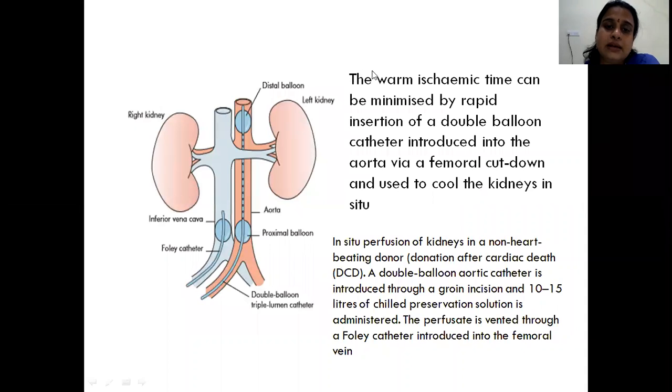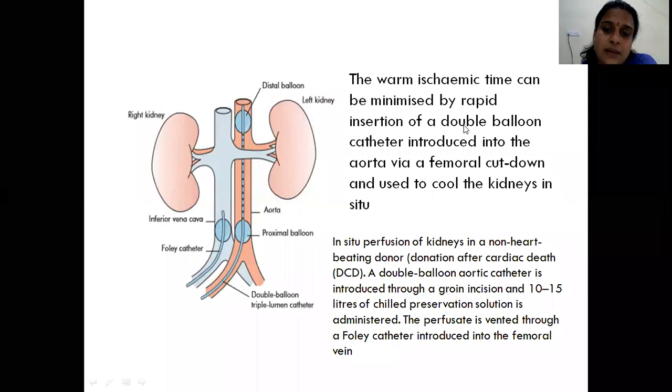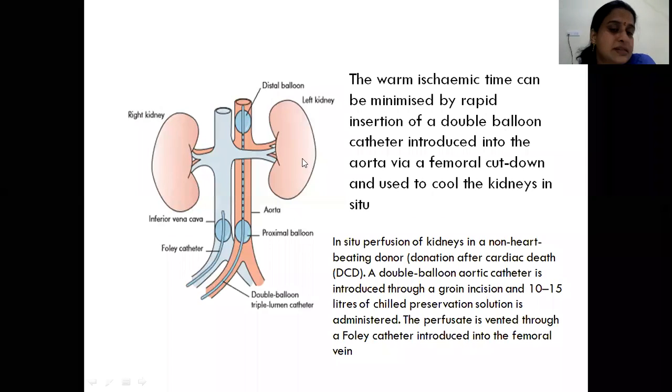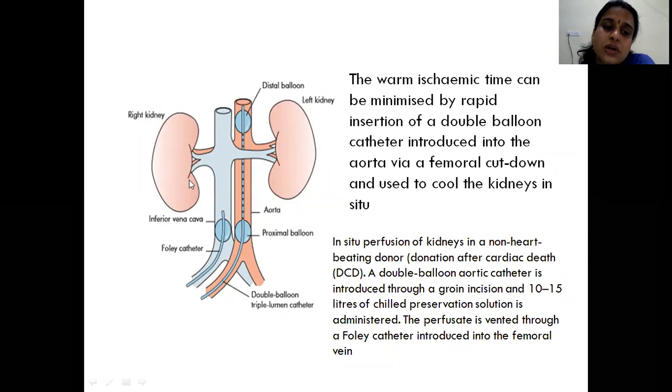One very important thing in kidney procurement is a technique wherein you cannulate the femoral artery and pass it into the aorta, and then you introduce a double balloon catheter and send the preservation fluid so that the kidney is immediately cooled. This is the last organ that has to be procured, as I told you. So this has to be cooled for the maximum amount of time.